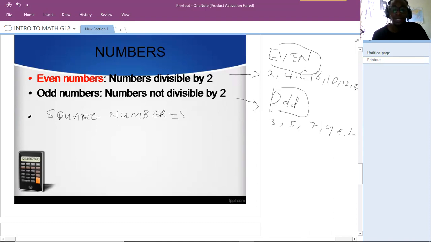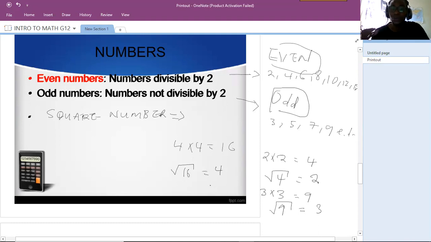So a square number is just a number that can be expressed as a square of itself. What do I mean? They start from 2. If I say 2 times 2 is 4, meaning the square root of 4 is 2. 3 times 3 is 9, meaning the square root of 9 is 3. 4 times 4 is 16, meaning the square root of 16 is 4. So that's what I mean when I say a square number.